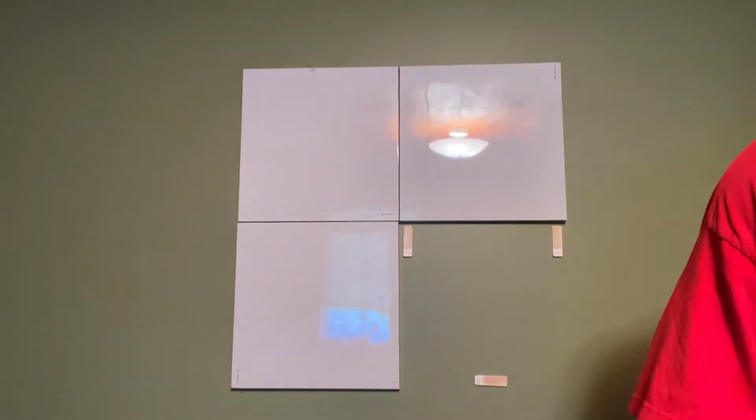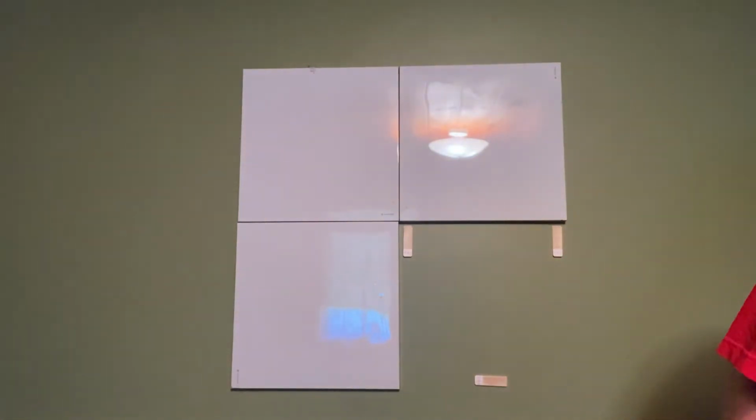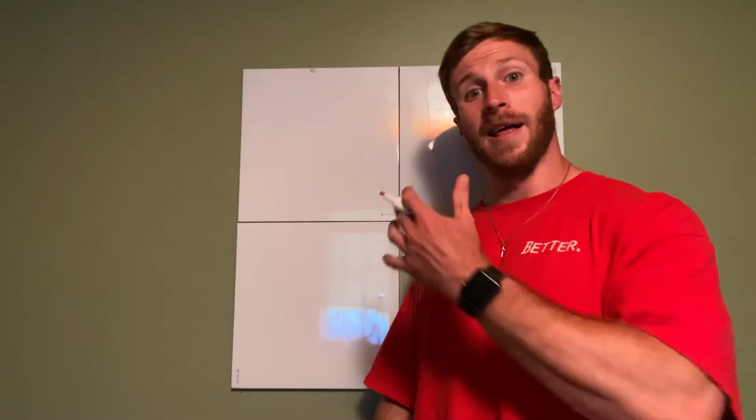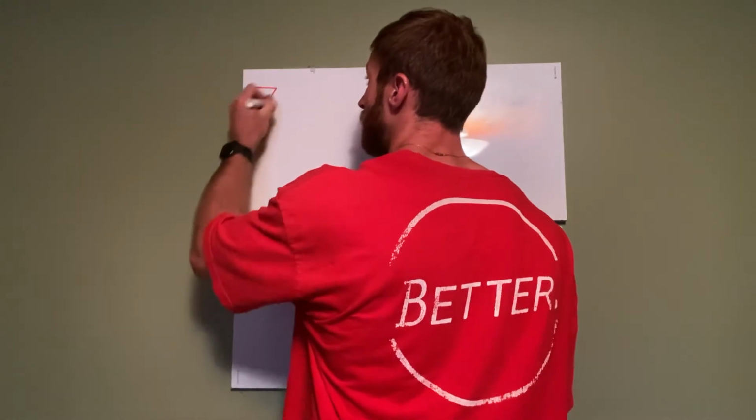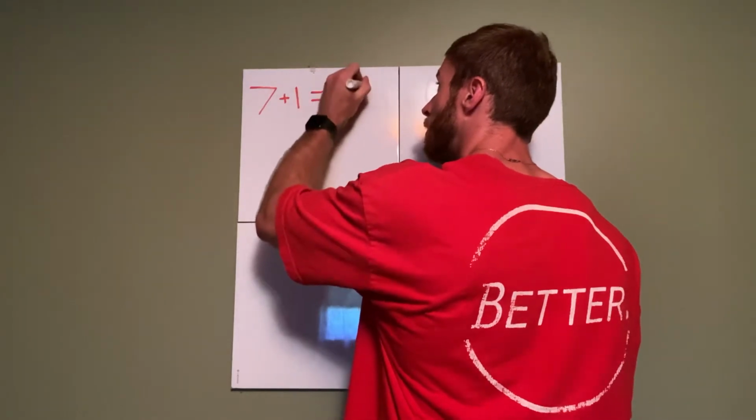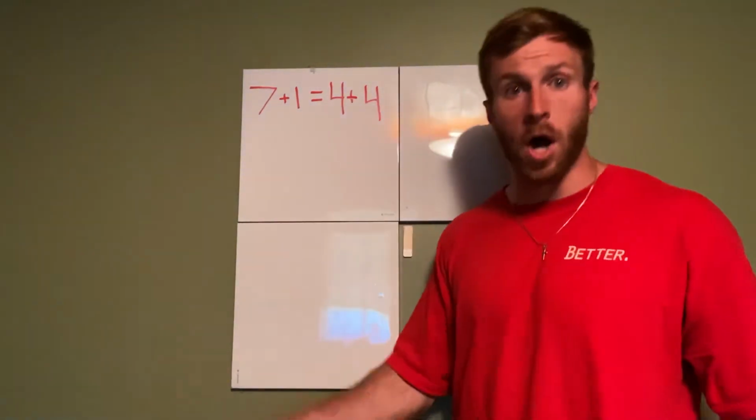Let's move on. So today, I'm going to give you two number sentences that are set equal to each other, and our job is to figure out whether they are true or false, okay? So our first one is 7 plus 1 equals 4 plus 4. So we need to figure out if this is true or false, okay?